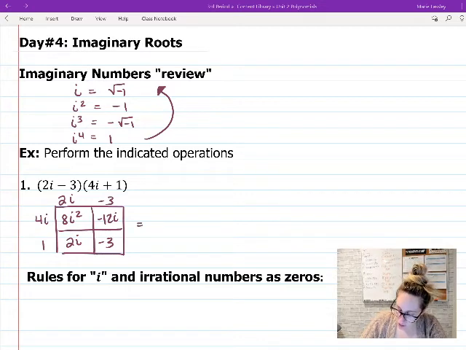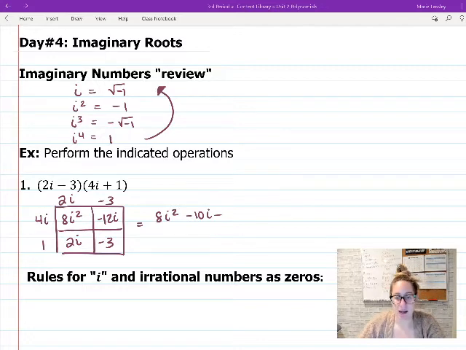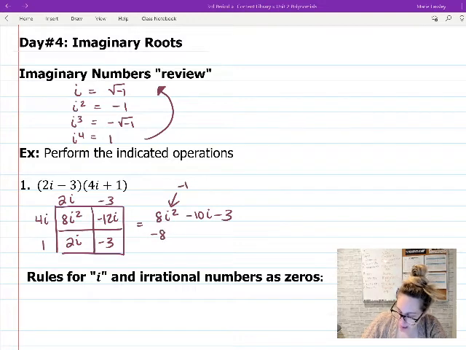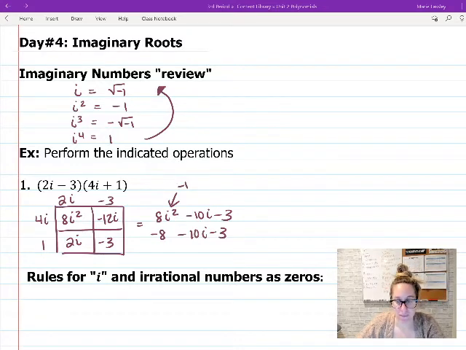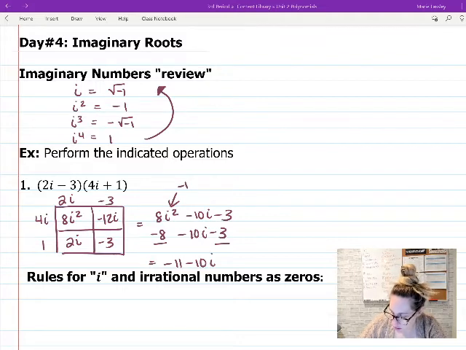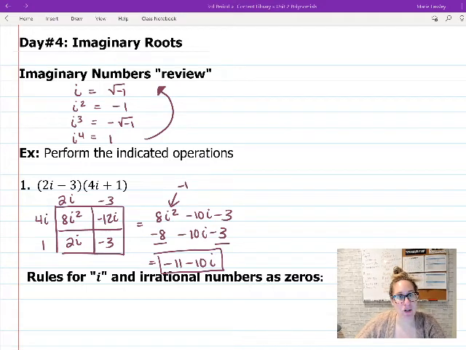So when we bring this out, we have 8i squared minus 10i minus 3, and we can simplify because i squared is equivalent to -1. So this becomes 8 times -1, which is -8, minus 10i minus 3. Then we can combine our like terms. We have a -8 and a -3, so this equals -11 minus 10i. So that was by hand. It kind of took a while.